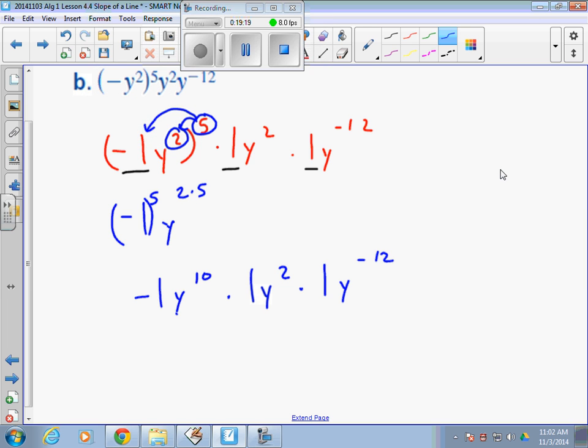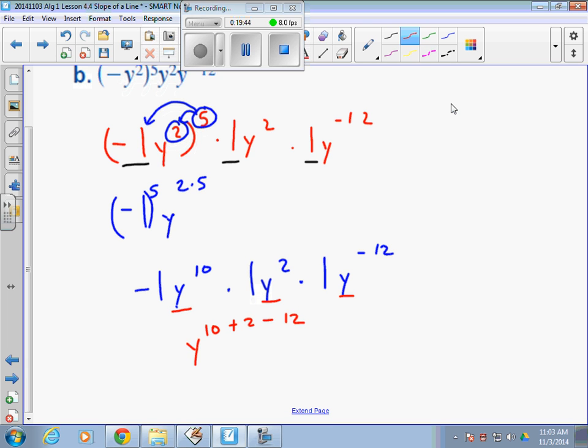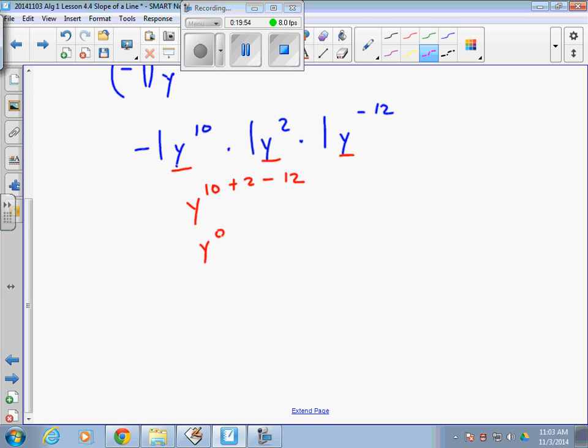Okay. So all of your bases are the same. All of these y's are being raised to the exponents. Notice the coefficients in front of them are not being raised. So y to the 10th times y squared times y to the negative 12 becomes y to the 10 plus 2 minus 12. 10 plus 2 is 12, and 12 minus 12 gives us y to the 0 power. We know anything to the 0 power is simply 1, so what that's going to become is 1.